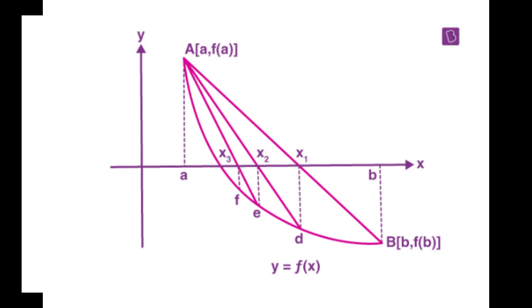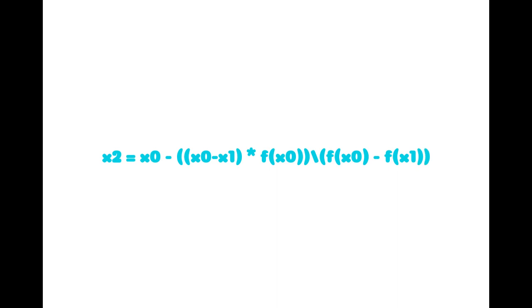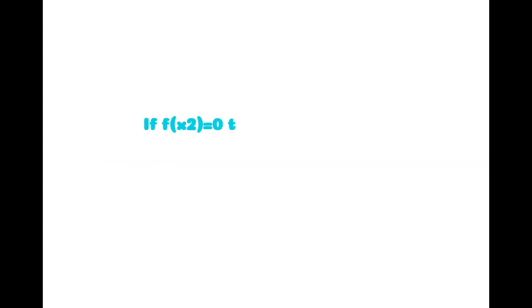Regula falsi is based on the fact that if f of x is a real and continuous function, and for two initial guesses x0 and x1 bracket the root such that f of x0 times f of x1 is less than 0, then there exists at least one root between x0 and x1. If x0 and x1 are two guesses, then we compute the new approximated root as x2 equals x0 minus (x0 minus x1) times f of x0 divided by (f of x0 minus f of x1). And now we have three different cases.